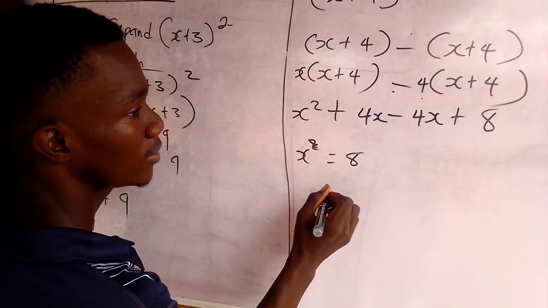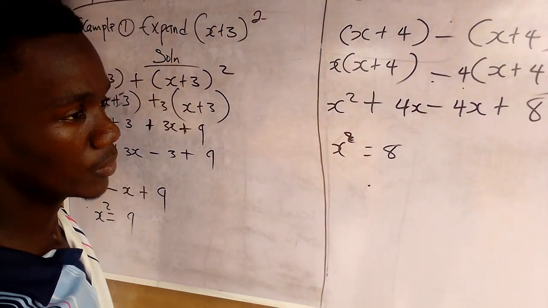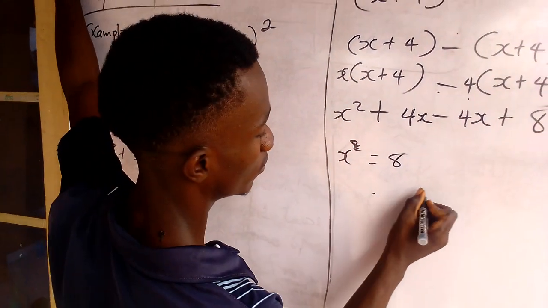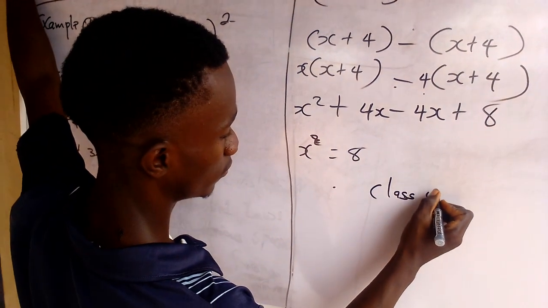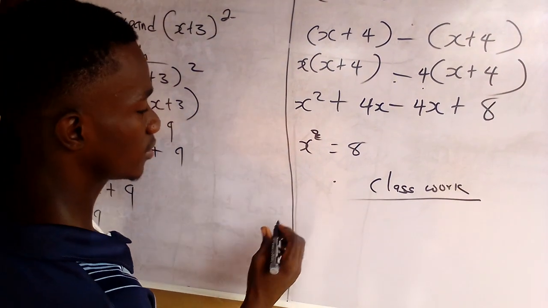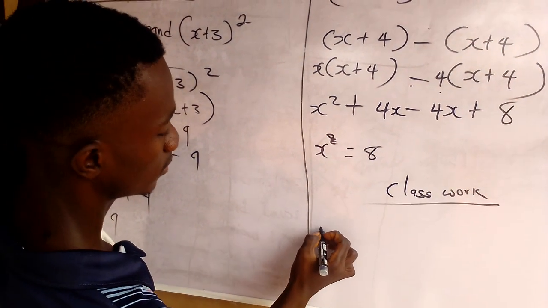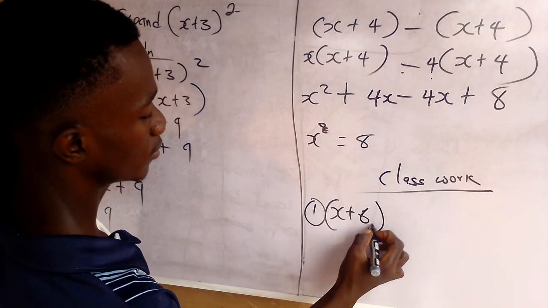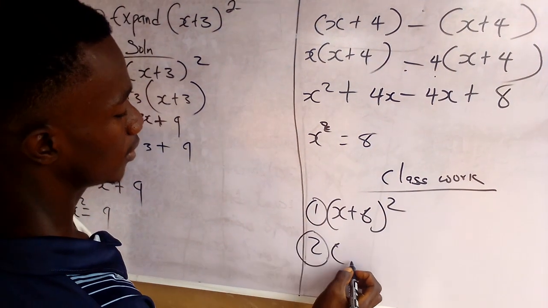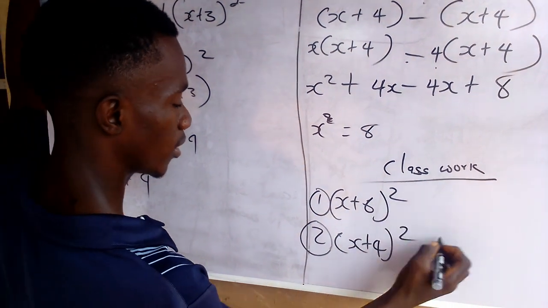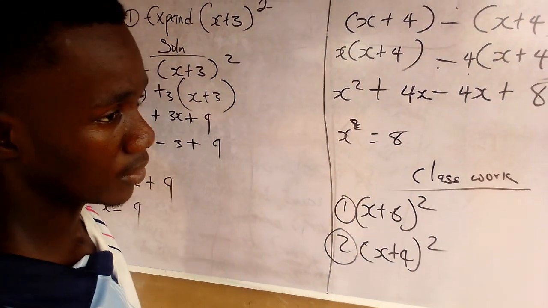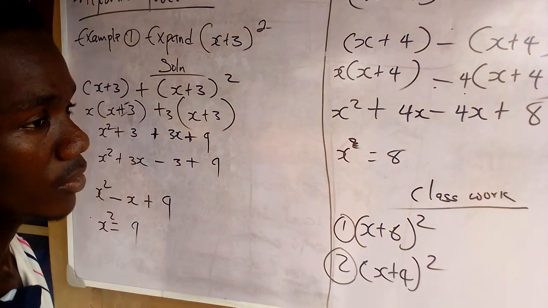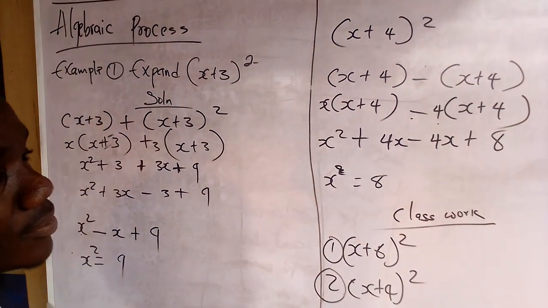So if you don't understand anything, you can drop your questions in the comment section. Then take this classwork: (x + 6) squared, then (2x + 4) squared. If you know the answer, you drop it in the comment section, or I'm going to drop my number to you so that you can call me to confirm your answer. I think that's all for today.